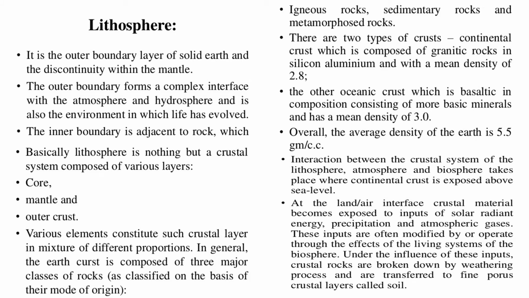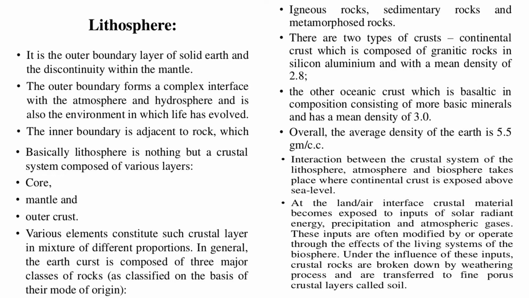Various elements constitute such crustal layers in a mixture of different proportions. In general, the earth crust is composed of three major classes of rocks, as classified on the basis of their mode of origin: igneous rock, sedimentary rock and metamorphosed rock. There are two types of crust: continental crust, which is composed of granite rocks in silicon aluminum with a mean density of 2.8. The other, oceanic crust, is basaltic in composition, consisting of more basic minerals, and has a mean density of 3.0. Overall, the average density of Earth is 5.5 gm per cc.